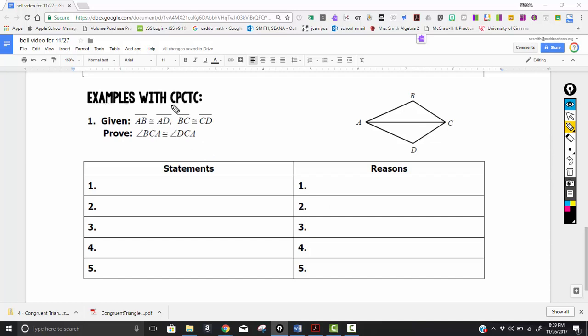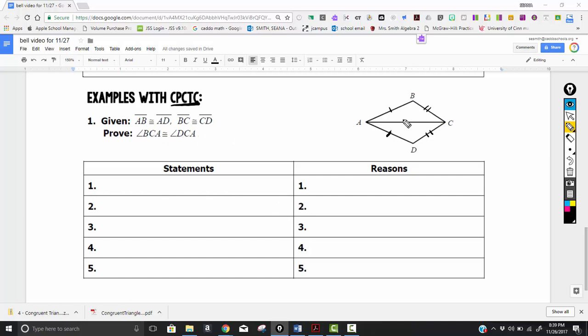So examples with CPCTC. The given statements. I'm not worried about this yet. I'm worried about this and what this looks like on this triangle. So it says AB is congruent to AD. AB, AD. If they're congruent, they both can get 1 mark. Notice you have 2 triangles, the one on top and the one on bottom. BC is congruent to CD. BC to CD. Okay. Now we need to prove that angle BCA is congruent to angle DCA.